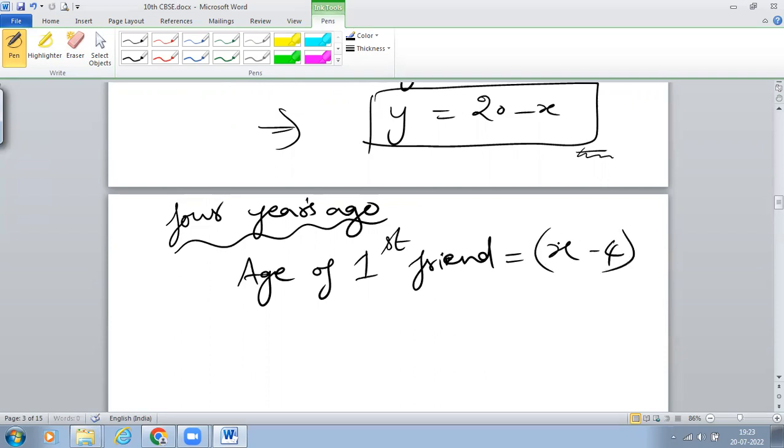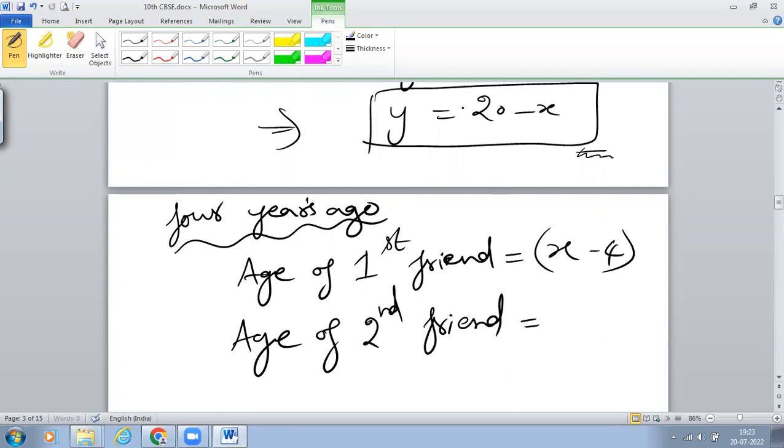X minus 4. For example, if your present age is 15, then 4 years ago your age will be 15 minus 4, that is 11 years. Correct? Yes, sir. Okay. Likewise, the present age of the first friend is X, so 4 years ago his age will be X minus 4. And what about the age of the second friend? Y minus 4.